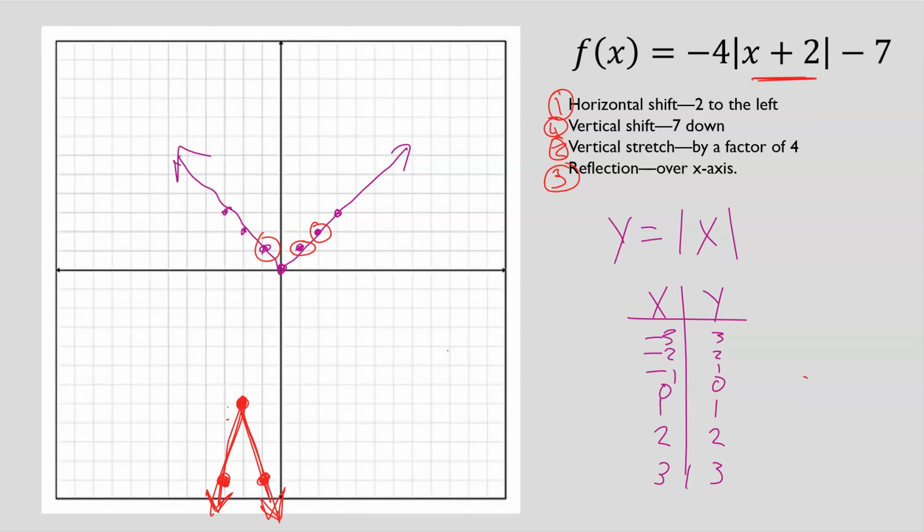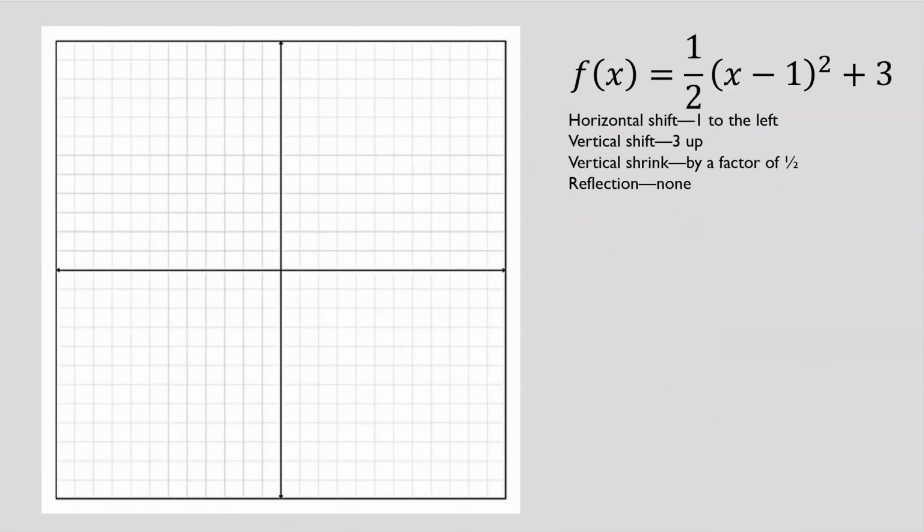Also, I want to call your attention to this point right here, which we call the vertex. The vertex is -2, -7, right? You can see that from transformations alone, because I moved 2 spaces to the left and 7 spaces down. So it's really easy to draw where the vertex is going to be, because the vertex goes from 0, 0. So yeah, kind of nice. Let's do another example with a different parent function this time.